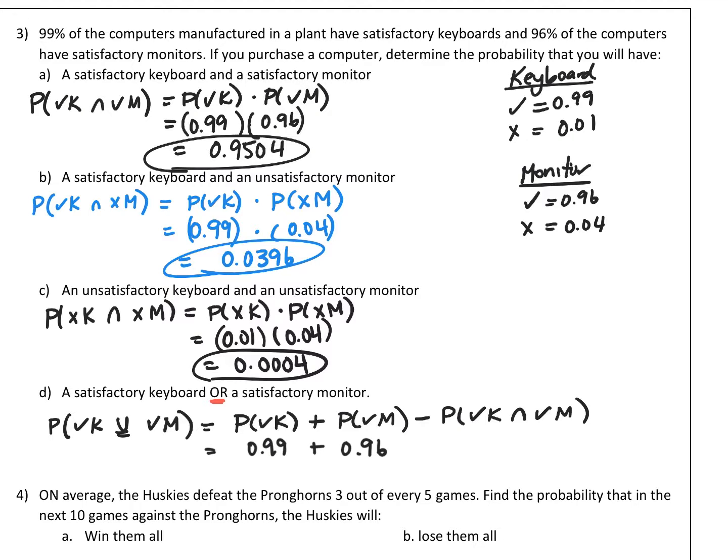Now, if you were doing this question and you forgot about this part, hopefully you would pick up that you made a mistake, because when you add these together, it's over 1, and we know that the maximum probability can only be 1. So I need to subtract this amount. We already calculated the probability of getting a good keyboard and a good monitor is 0.9504. So I'm going to subtract 0.9504. That ends up giving me 0.9996. So very highly likely that you will get at least one or the other.